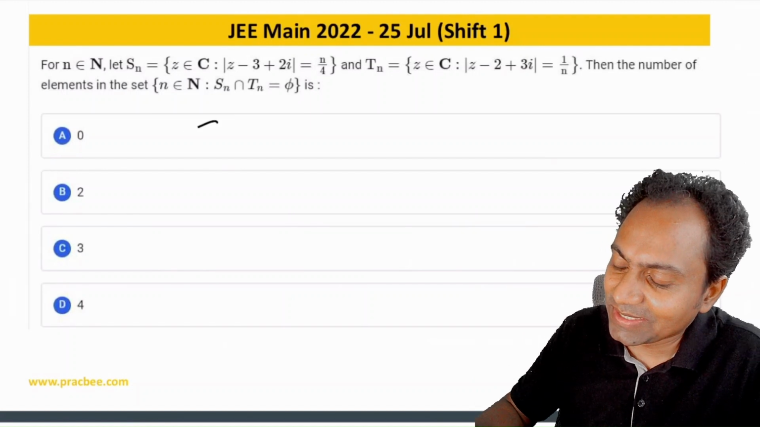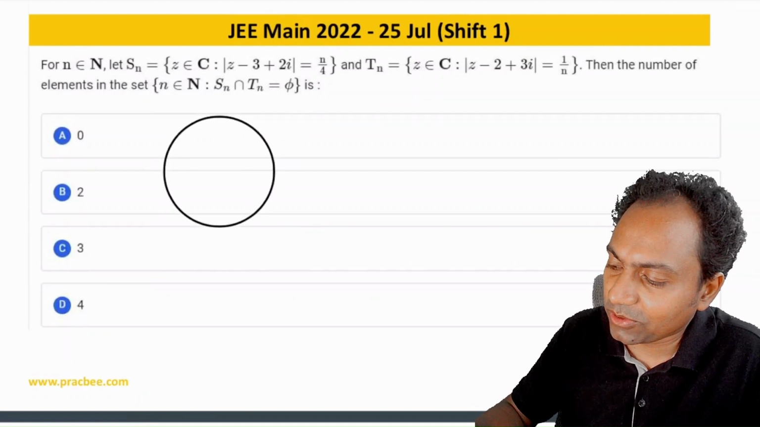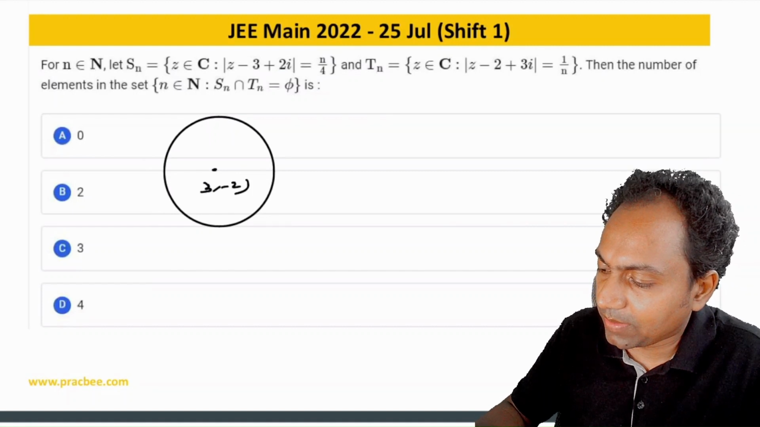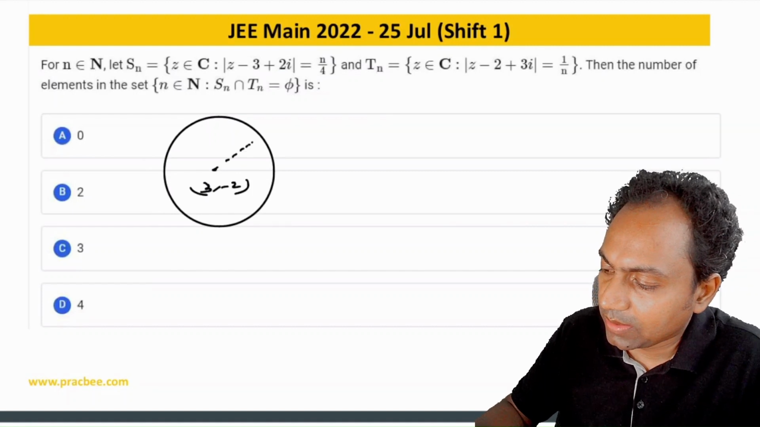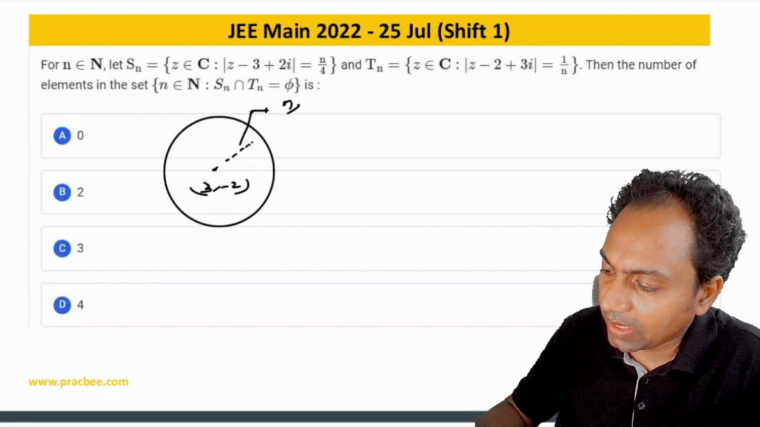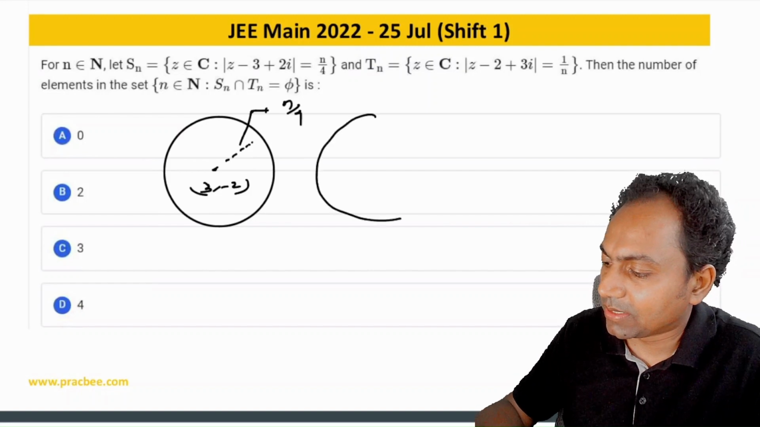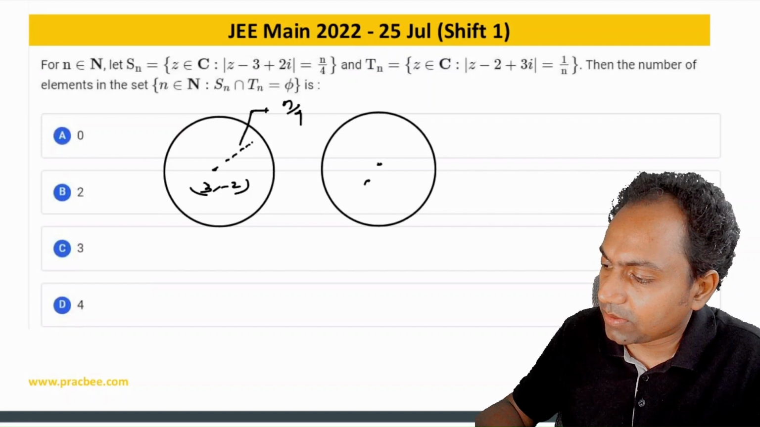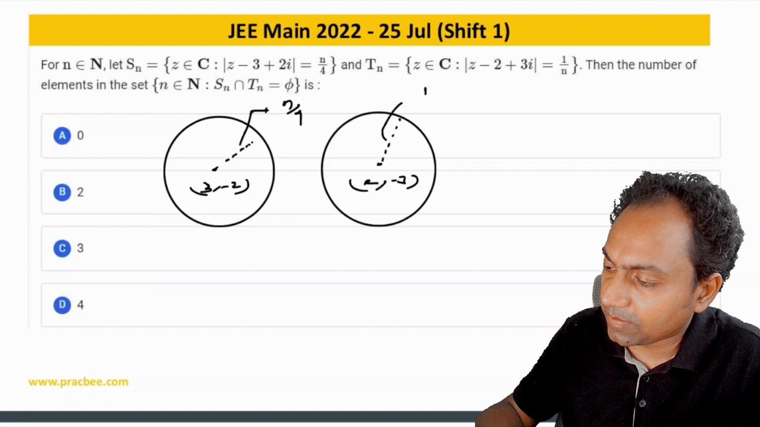If you look into this first circle that they're talking about, a circle whose center is nothing but 3, minus 2. And the radius is nothing but n by 4. So look into this another circle. The center is nothing but 2, minus 3. And the radius of this circle is nothing but 1 by n.